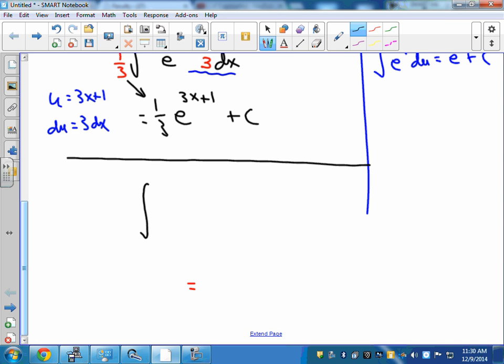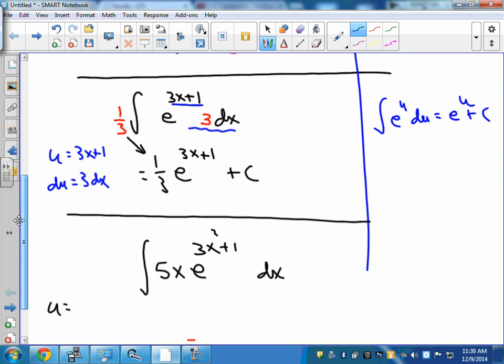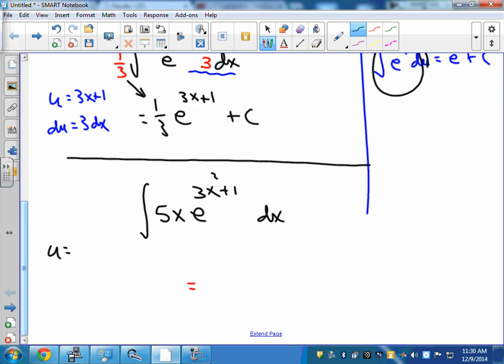The integral of 5x e to the 3x squared plus 1 dx. Now this is one that you can do. So we go off to the side and we say our u, remember we're using this idea, the integral of e to the u. So our u is 3x squared plus 1, and our du is going to be 6x dx, and we need that in the problem.